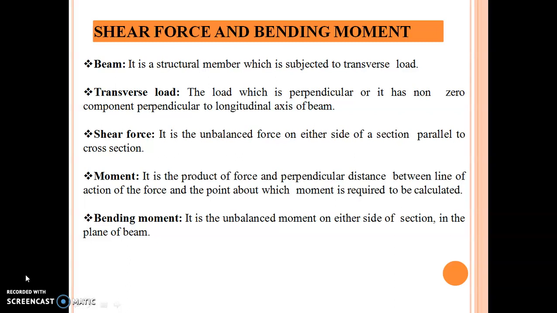Now what is the bending moment? Bending moment is the unbalanced moment on either side of a section in the plane of a beam. These are the basic definitions required to study shear force and bending moment.